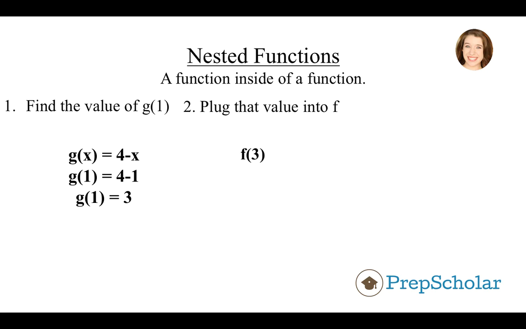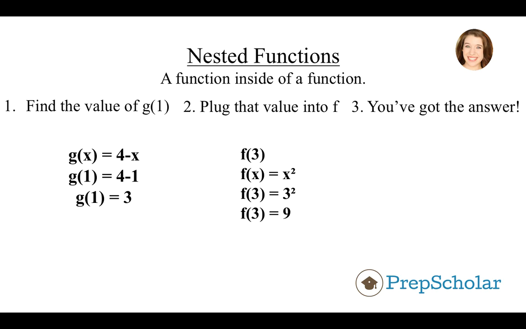Next, step 2 is to plug that value into f, the larger function on the outside. That would mean that instead of having f of g of 1, we just have f of 3, because we know that g of 1 is equal to 3, so we can just put 3 in the place of g of 1. Okay, so we know the equation for f of x, which is equal to x squared. So f of 3 is equal to 3 squared, which means that f of 3 is equal to 9. Okay, so that means that ultimately we've got the answer, that f of g of 1 is equal to 9.